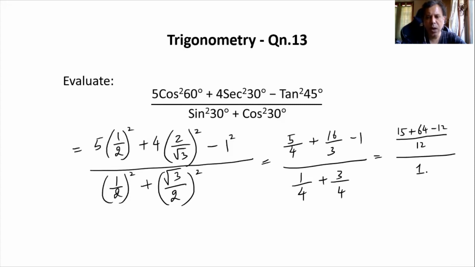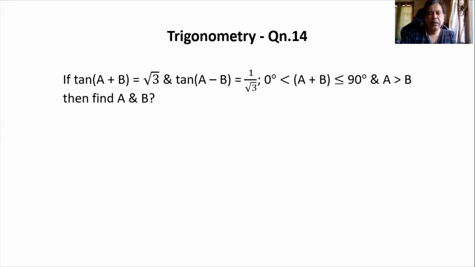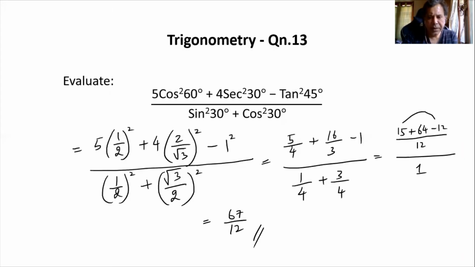3 by 4 is 1. So it is simply getting divided by 1. Now in the numerator, 15 minus 12 is 3. 3 plus 64 is 67. So the result is 67 by 12. Okay, so that ends with this.